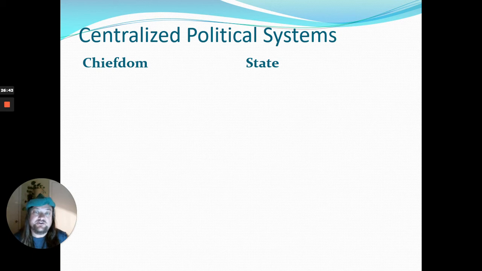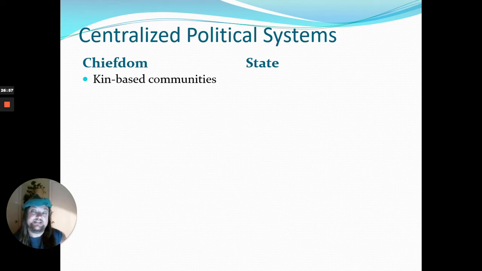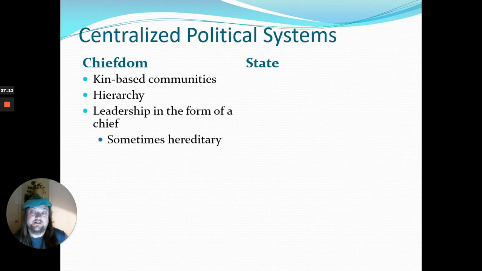So when you get into centralized political systems, anthropologists have typically spoken of chiefdoms and states. A chiefdom is, again, still very kin-based, so these kinds of societies aren't as big as the state level, but they're bigger than bands and tribes. They're still very much based in kin, but you start to see more of a fixed hierarchy, and people are ranked. Chiefdom is named after this idea that you have a chief, and sometimes this is a hereditary position.